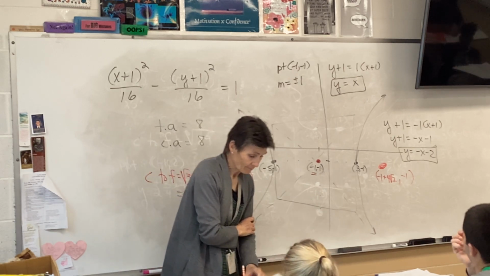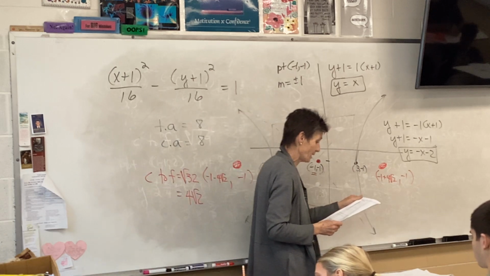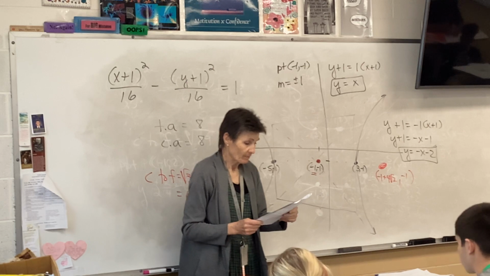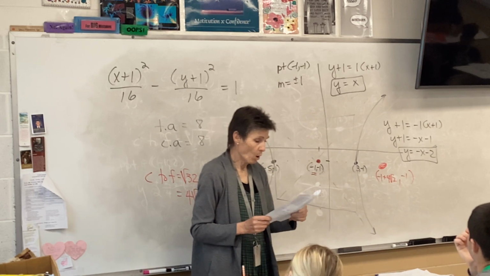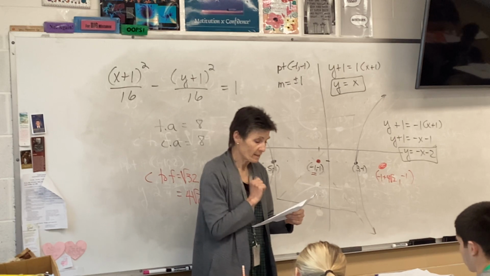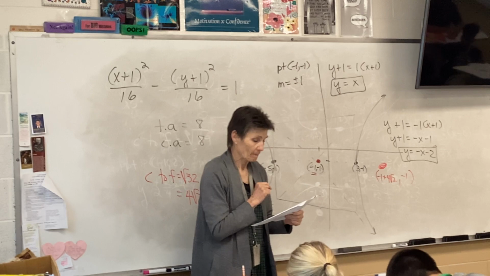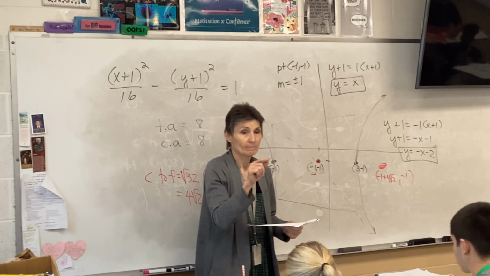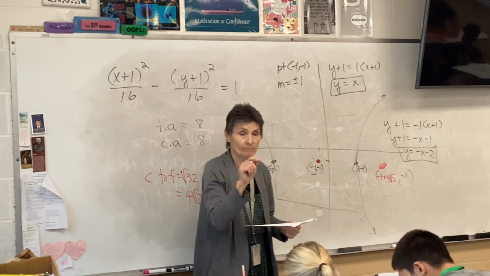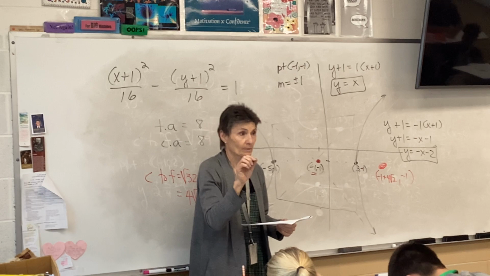Okay, let's look at number 2. Match the equation of the hyperbola with the picture. All right, so equation 1 goes with which picture? What do you think? Equation 1 goes with which picture? C. Why? Because they're both on the line because they don't have a starting point.